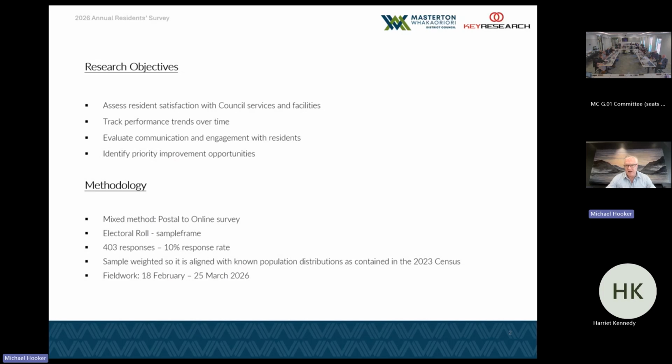We're very good at making sure that through our invites we get a very robust representation of the district's population, but sometimes it's not perfect. So a little bit of weighting of the data comes into play to make sure that it is a perfect reflection of the demographic profile of respondents across the district on the basis of the 2023 census. And you'll see there that fieldwork was completed across February and March this year.